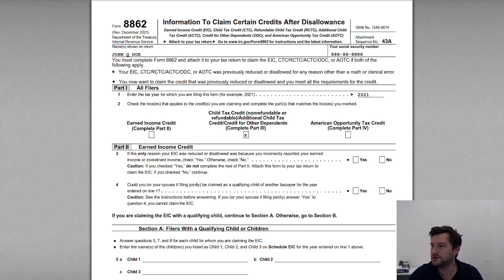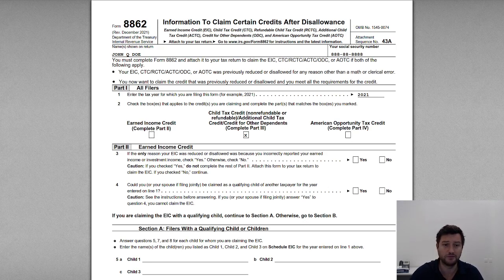Okay, so here is the 8862 form, information to claim certain credits after disallowance. Okay, so the focus of this video is on the child tax credit, but this form and these procedures can be filed if you have either of these credits disallowed, right? So the earned income tax credit, the child tax credit is what we're working on, or the American Opportunity Tax Credit if you're a college student and you're trying to claim the AOTC, right? So the same principles for the most part apply, right?